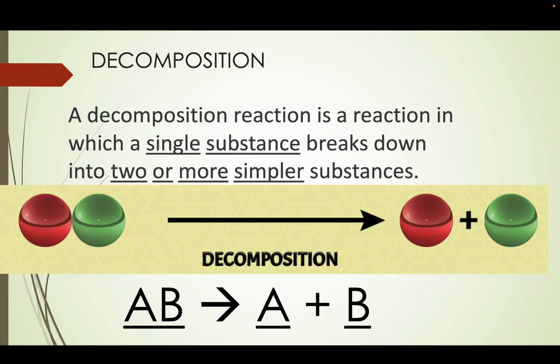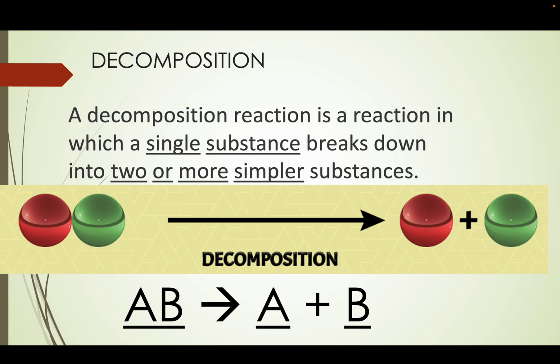Next we have decomposition. Decomposition is exactly the opposite of a synthesis reaction. It's where you have a more complex substance, where you have, for example, a compound, and you break it down into 2 or more simpler substances. A lot of the times you'll just break it down into its elements. It doesn't always need to be broken down into its elements though, as long as it is smaller substances, or simpler substances, I should say.